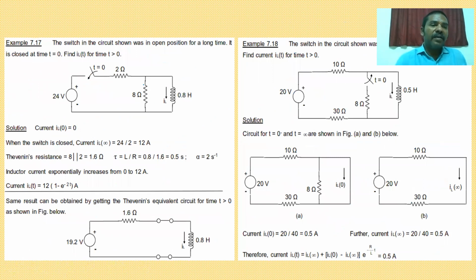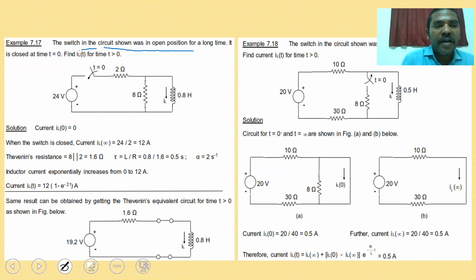So then come to one more example. The switch in the circuit is in open position for a long time. It will be closed at t is equal to 0. So we have to find the current value for the t greater than 0 condition. Listen students, the first case is the switch is in open position for a long time. Open position means it is open circuited, so no current will flow through the circuit. Under that condition, the inductor current is 0.